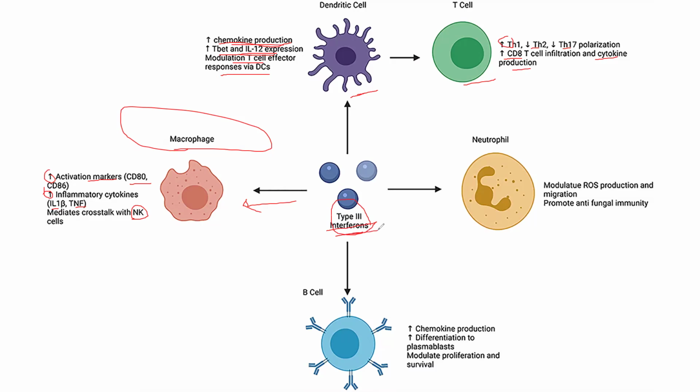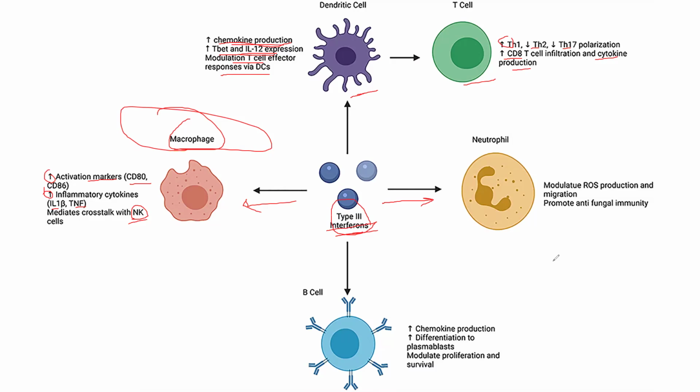And type 3 interferons will activate macrophages and increase the production of activation markers CD80, CD86, and inflammatory cytokines, so as to initiate crosstalk with natural killer cells. So that natural killer cells know that the threat is there, and they have to prepare to eliminate that threat.